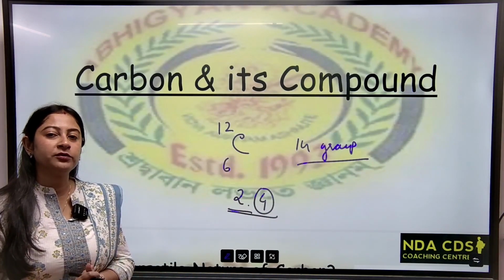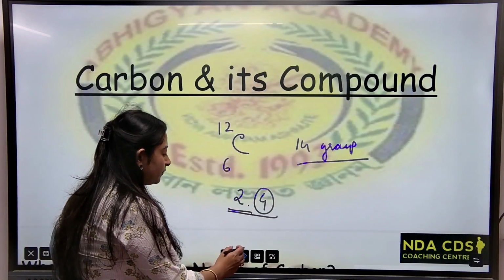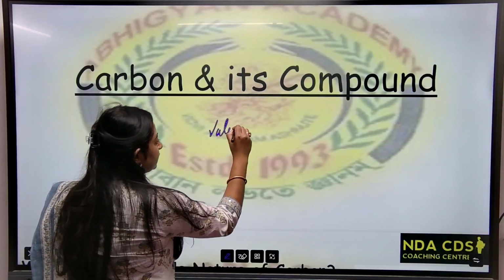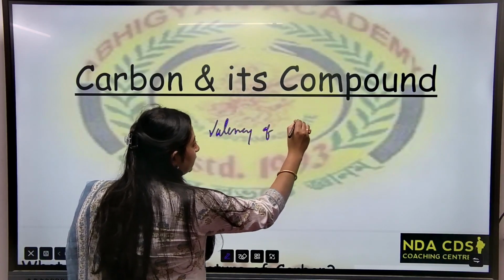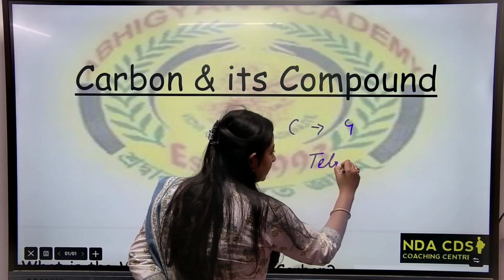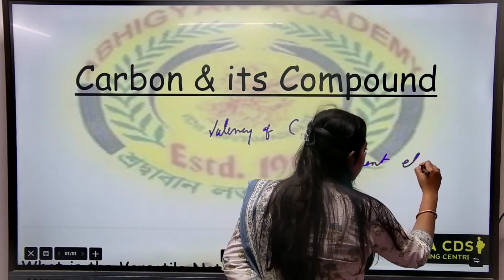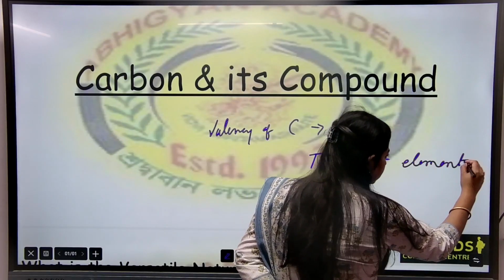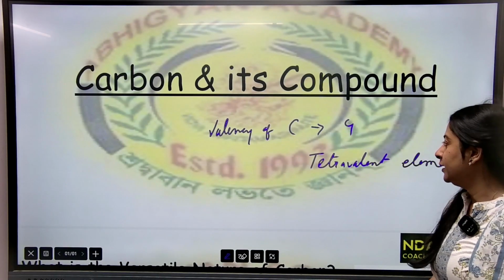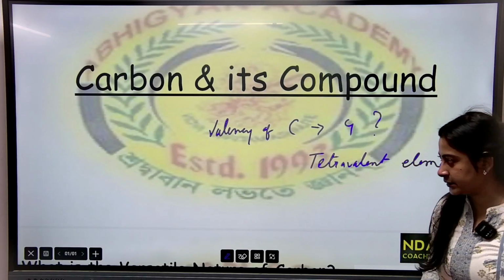Now, let's talk about the valency, the very important thing, the valency of carbon. The valency of carbon is 4. Therefore, it is known as a tetravalent element or atom. Okay. Now, why do we consider the valency of carbon as 4? Let's understand.